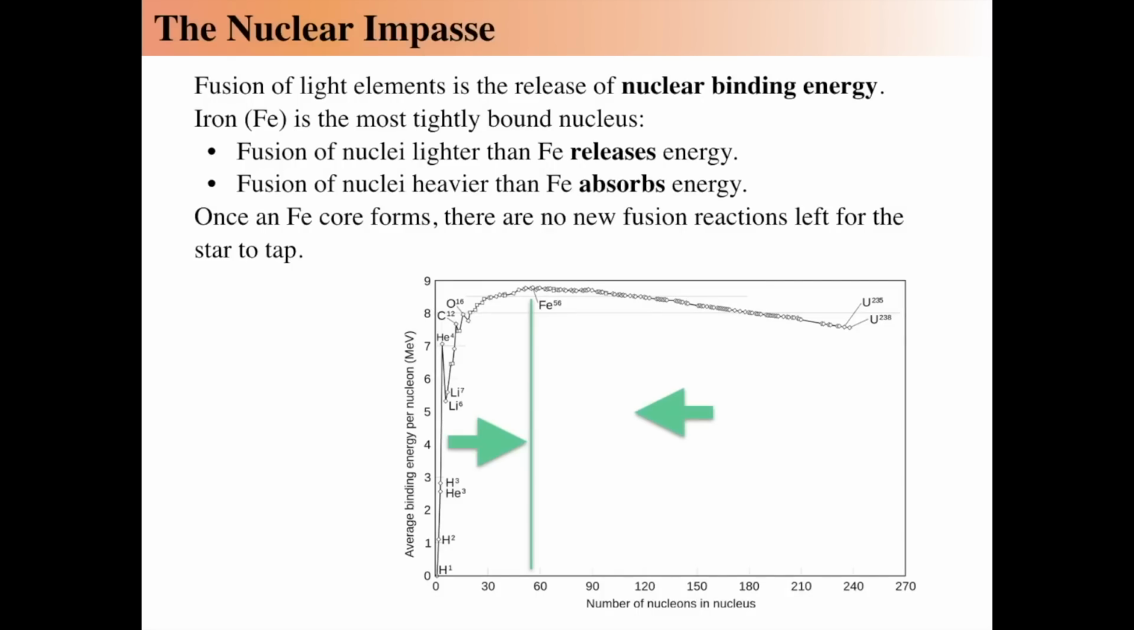But iron is the most tightly bound of those things. So you get energy by fusing light elements into heavier elements, so long as the elements are lighter than, have an atomic number less than 56, which is iron. So they release energy. But if you want to fuse elements heavier than iron, it must absorb energy. So once an iron core forms, there are no fusion reactions left for the star to tap in order to release energy. So gravity's still working, and that's what's happening.